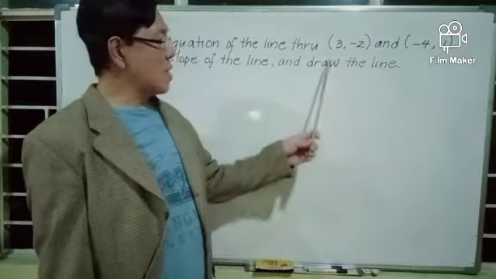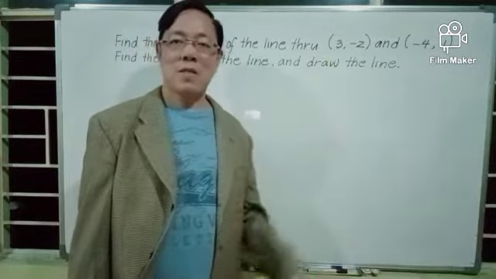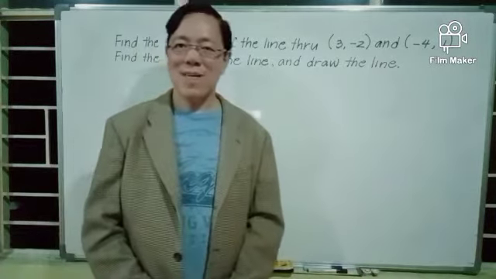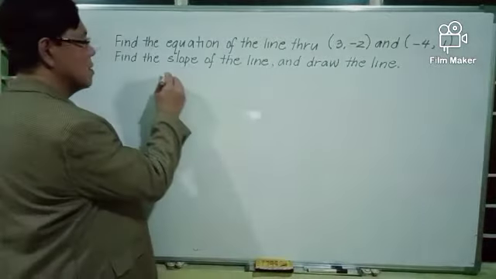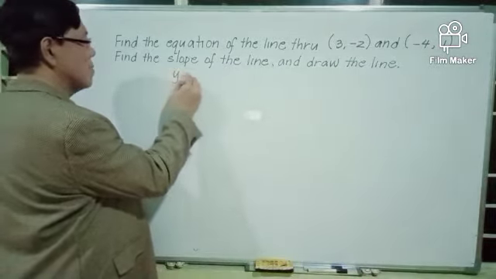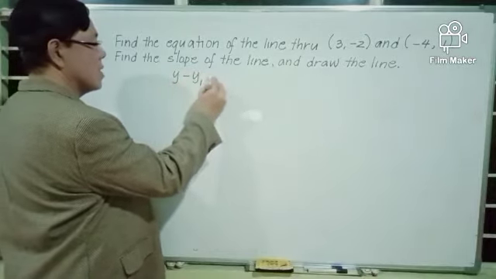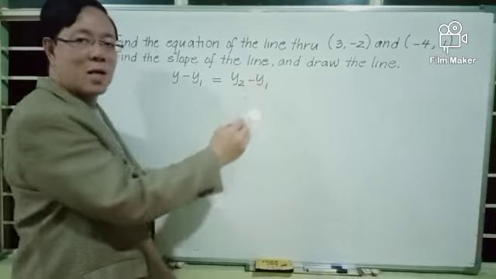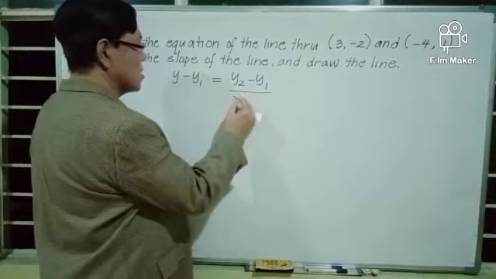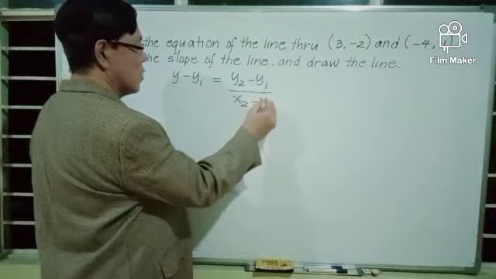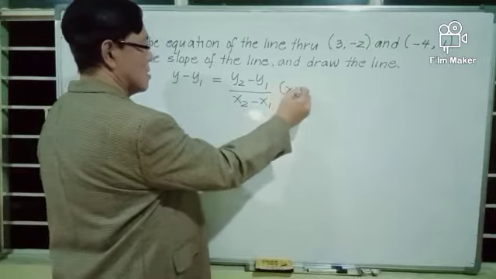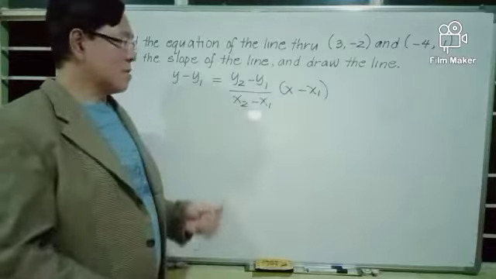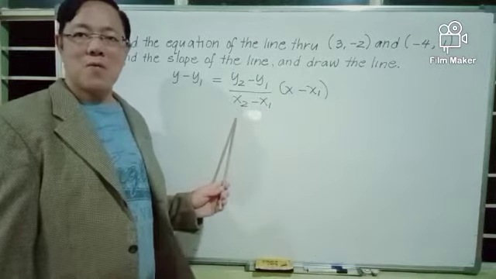Now, to find the equation of the line passing through these two given points, we use the two-point form of equation of a line, given by the following. We have y minus y1 equals y2 minus y1 over x2 minus x1 multiplied by x minus x1. This is the two-point form of equation of a line.